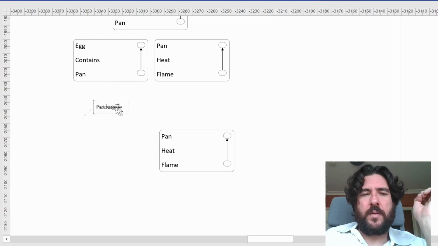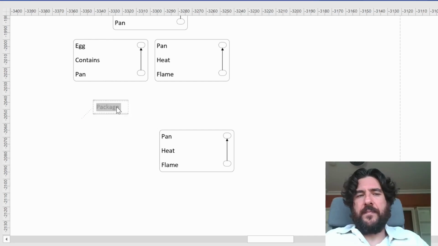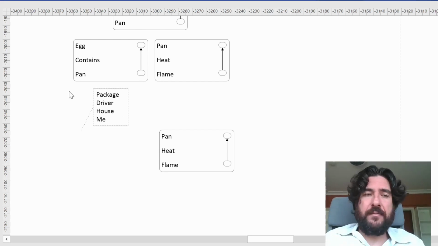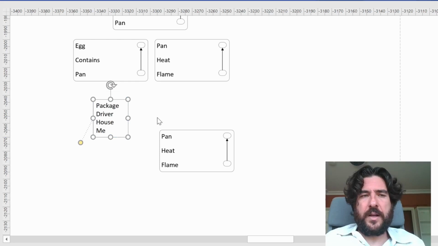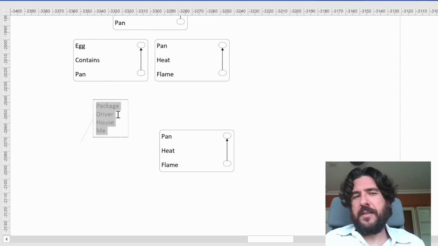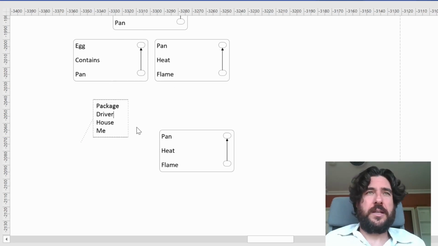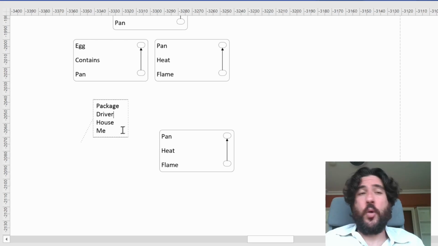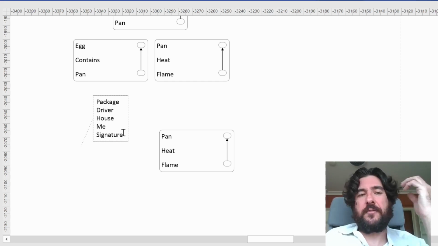All right, so what are we dealing with? What are the objects we're dealing with? All right, so I've got a package. I have a driver. I have my house. I have me. Okay. What else do I have? I mean, you can include things like the driver's vehicle. You can include anything you want. You can put the weather in here as an attribute. You can put the doorbell if the driver's interacting with the doorbell. I mean, I've just put my house in here. And let's include one for, say, specifically signature, because I've required a signature.